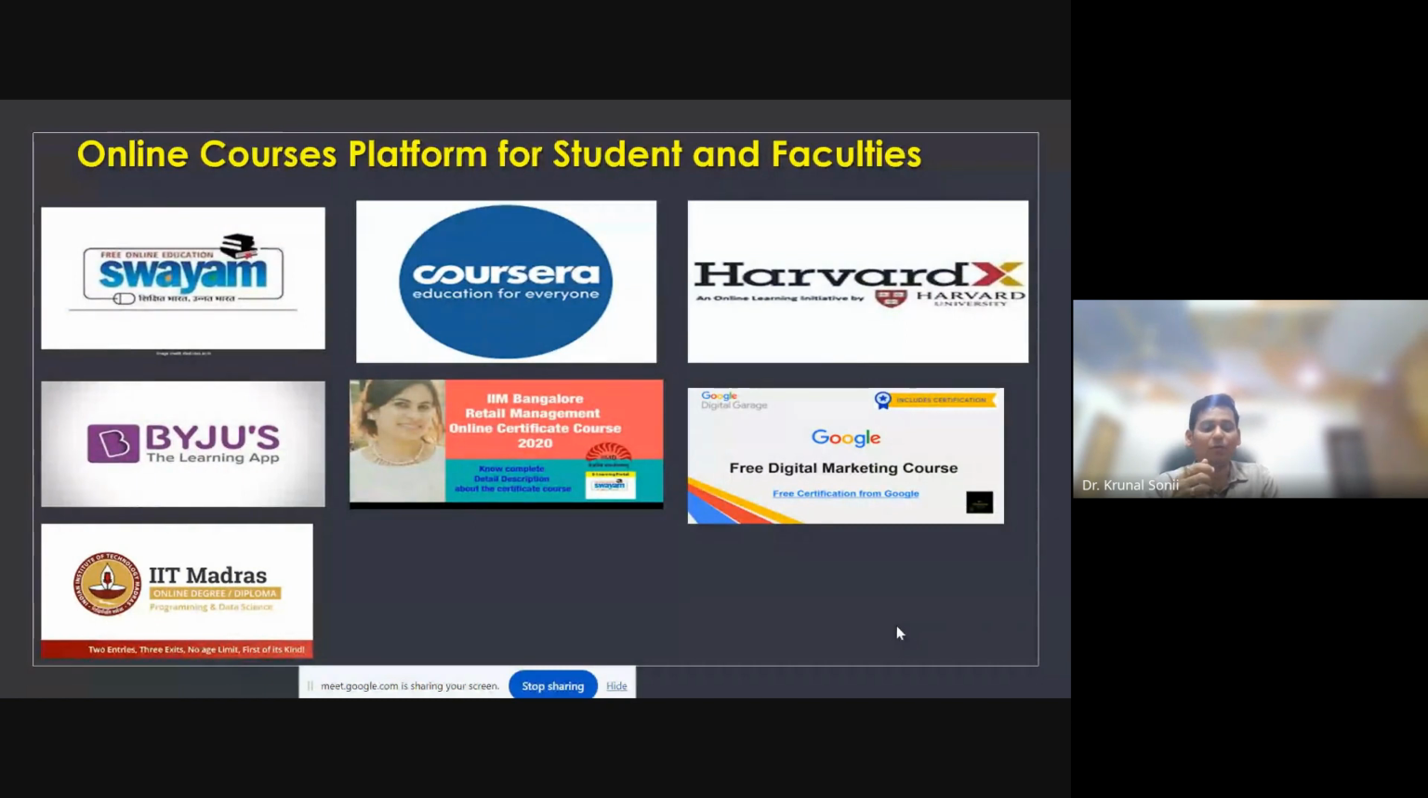So these are the courses which I have already told about. SWAYAM is a Ministry of Education platform. Coursera is an international platform. Harvard University also provides various courses for business, commerce, administration, and liberal arts. Whosoever you are interested in, you can go for it and enroll for those courses. Some might be available and some might not be available in these parameters.